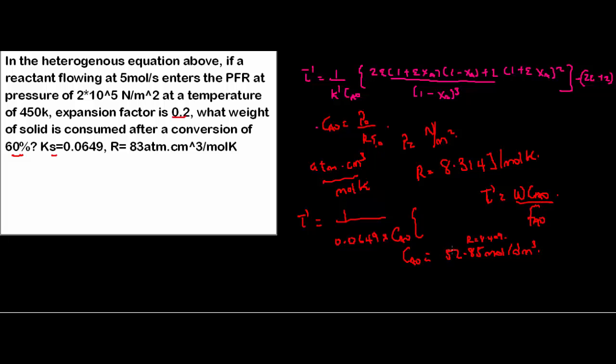So then you solve out. After getting the value of your tau prime, equate it to W CA naught, so you can easily find your W. I can say my final W will be equal to tau prime times FA naught over CA naught. So this gives you your final answer.